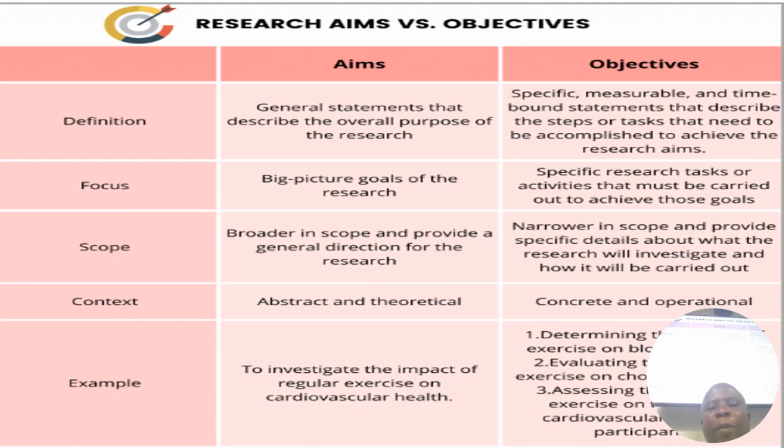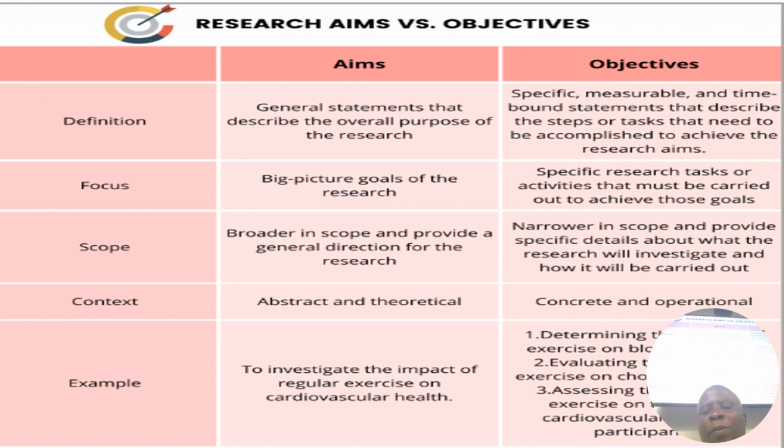Let's talk about research aims and objectives side by side. Research aims are general statements that describe the overall purpose of the research. In terms of focus, they are the big picture goals of the research. In terms of scope, they are broad and provide a general direction for the research. And in terms of context, they are very abstract and theoretical. So when you're talking of aims, they are very abstract and very theoretical.